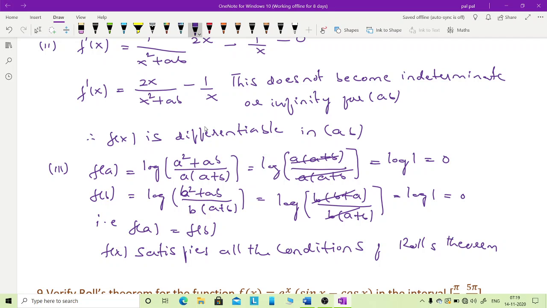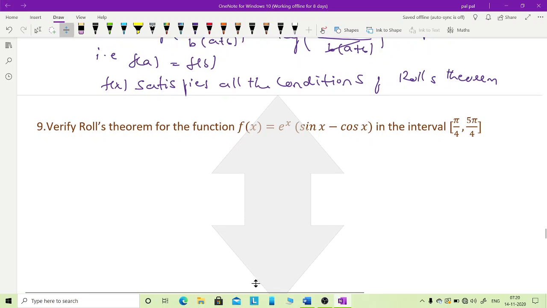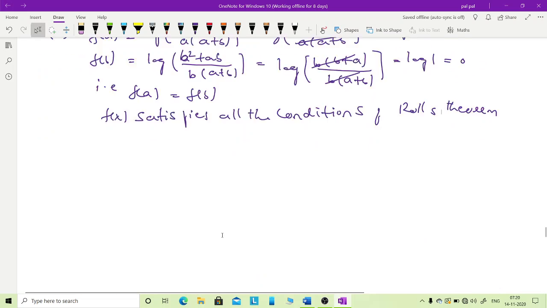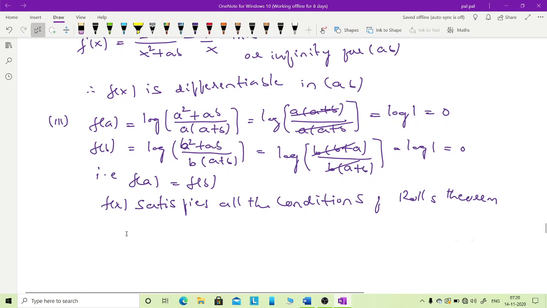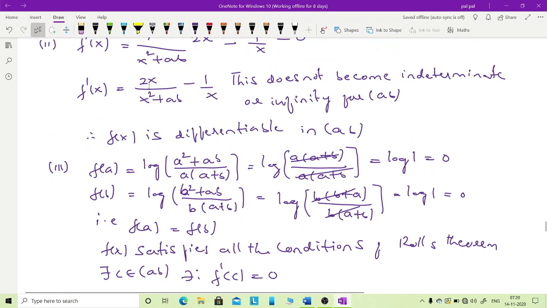So accordingly, there must exist a point C in between a and b such that f dash of C is equal to 0. Okay, what is f dash of x? f dash of x is 2x by x square plus ab, minus 1 by x.